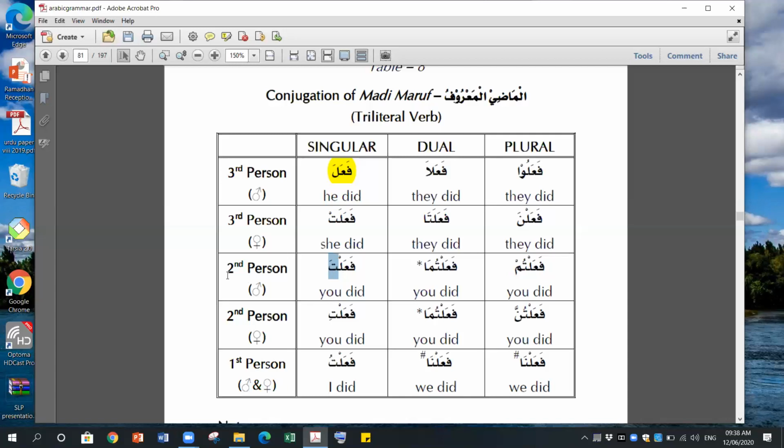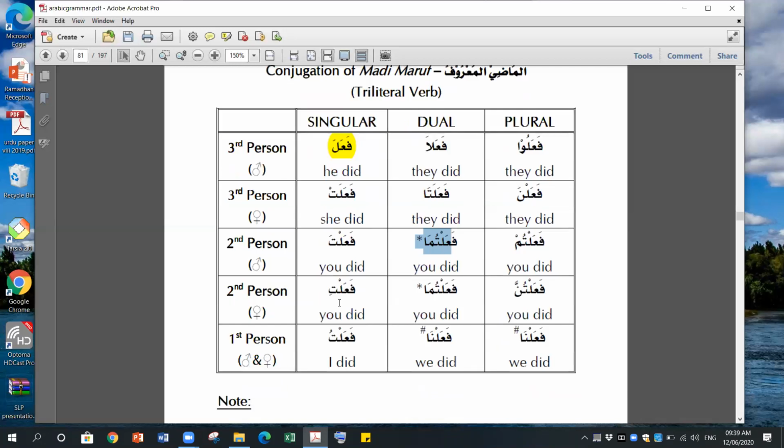And this is second person singular masculine. So fa'altuma, you both did. Fa'altum, you all did. Katabtum, you all wrote. Sharibtum, you all drank. Now let's go to the feminine.